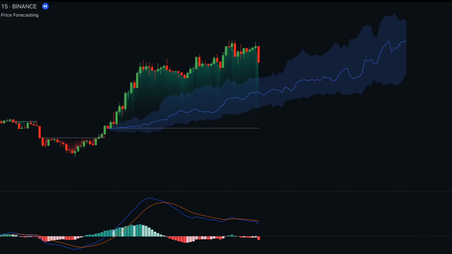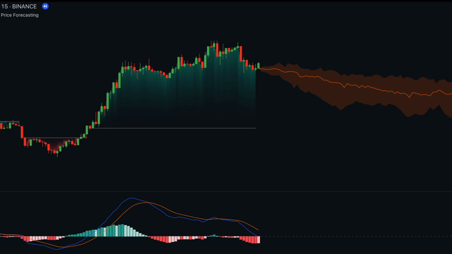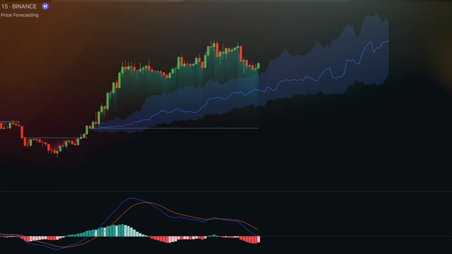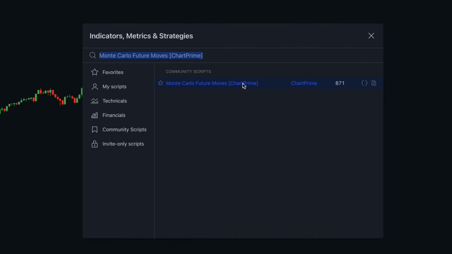should be used as part of a comprehensive trading strategy and not in isolation. The forecasts generated by this tool are based on historical data and probabilistic models, which means they are not guarantees of future price movements, but rather sophisticated estimates that can enhance decision-making processes in trading. Next up, we have Monte Carlo Future Moves by Chart Prime.